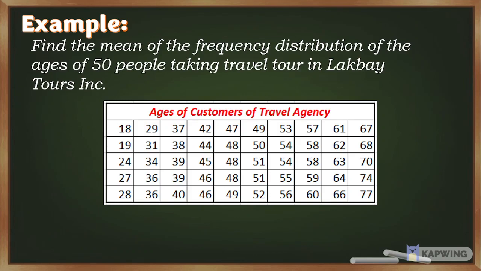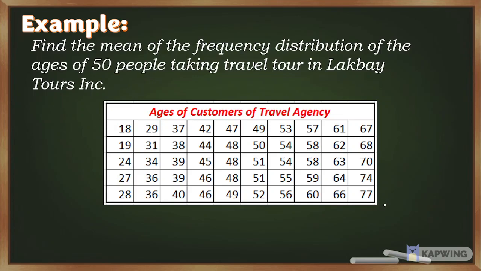For example, find the mean of the frequency distribution of ages of 50 people taking travel tour in Lakbay Tours Incorporated. Meron na tayong data below ng 50 persons na nagko-conduct ng travel tour at given na rin dito yung mga ages nila which is raw data pa. Pero ang data na ito ay inarrange na natin from lowest to highest.